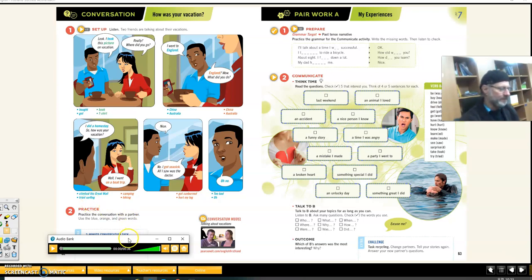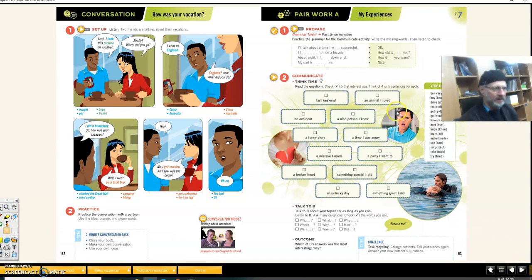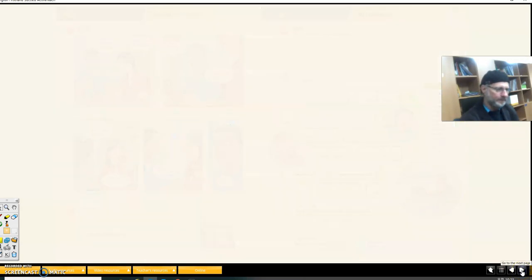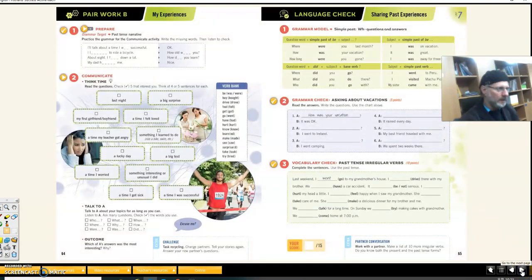Okay, let's move on to the next pages. So we're skipping the pair work. We'll save that for later. And we're going straight to page 65, sharing past experiences.